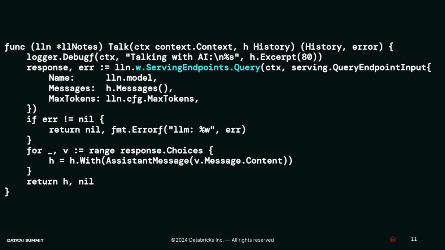Using the serving endpoints API, we provide three things: the model name, the messages from the history, and the number of max tokens that we can configure on every command line invocation. And then once we receive the result from the serving endpoints API, which we usually get within 30 seconds for the Mixtral model, we get the choices in the response, and we output the assistant messages.